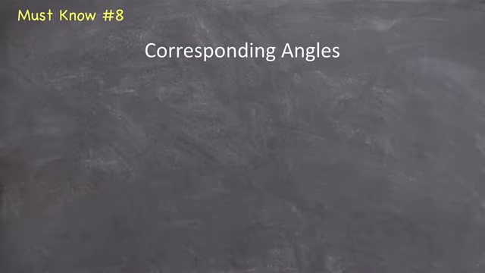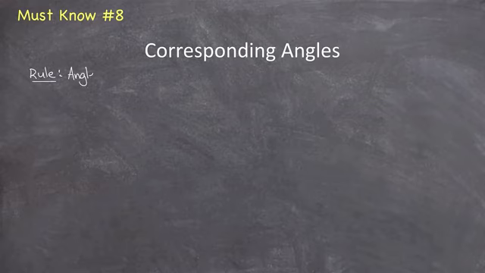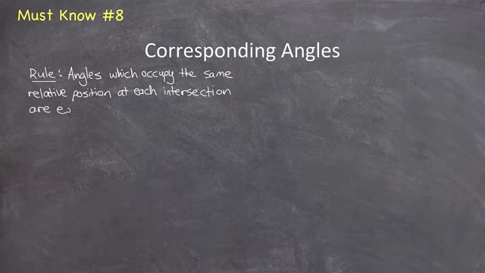Must know number 8, corresponding angles. This is our last parallel line theorem. This rule states that angles which occupy the same relative position at each intersection of the transversal with the 2 parallel lines are equal. So I'll draw the two parallel lines, the transversal, and show you what I mean by this.